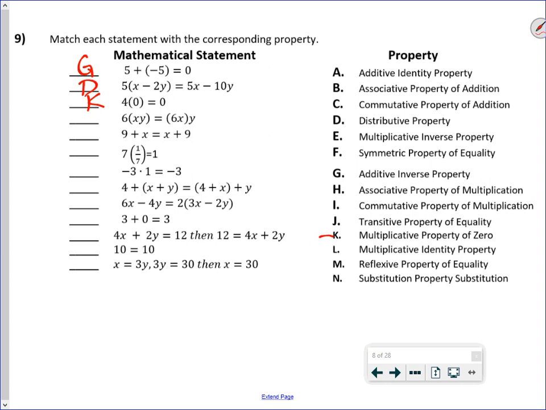Here they change the parentheses, so that's the associative property of multiplication. Here they reverse the order, so that's the commutative property of addition. On this one, any number times its reciprocal is 1 is the multiplicative inverse, which is E. Any number times 1 is itself is the multiplicative identity. Once again here, the order on this one, the order did not change. What's inside the parentheses did. So that's the associative property of addition.